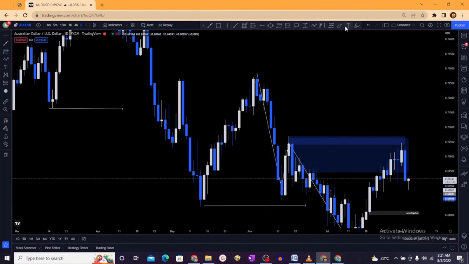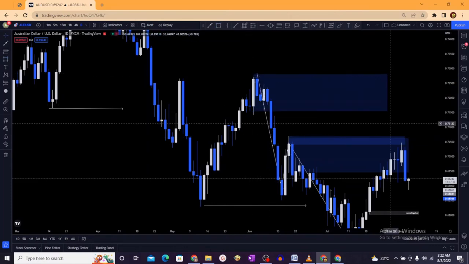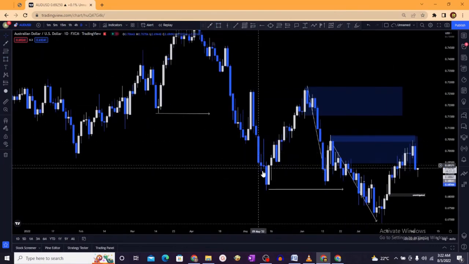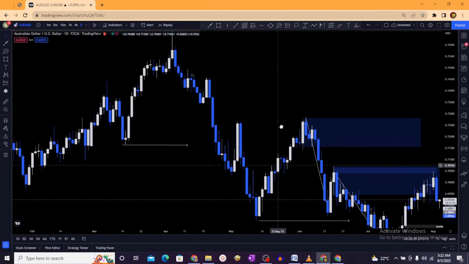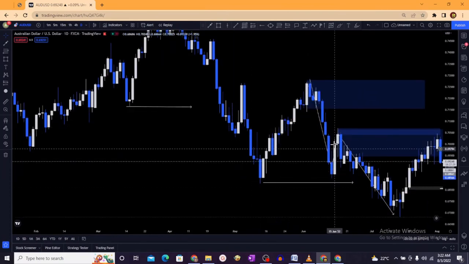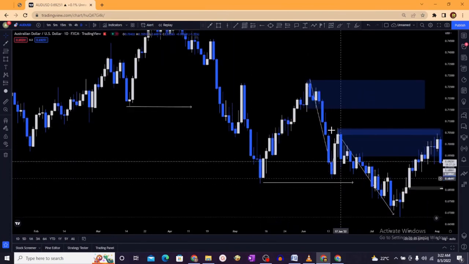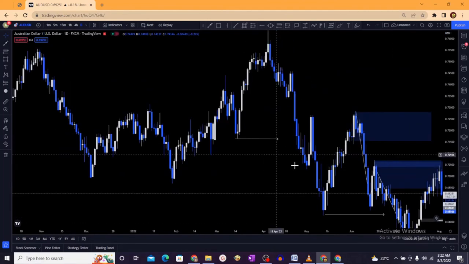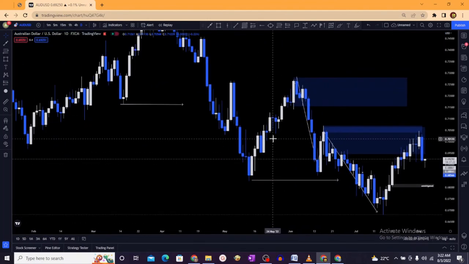This is what? Another supply zone. So in a downtrend, you want to be looking for supply zones, and in an uptrend, you want to be looking for demand zones. You don't want to be using this zone to trade to catch this small move that will later take you out and break structure.